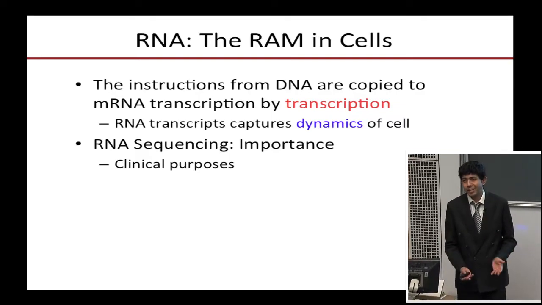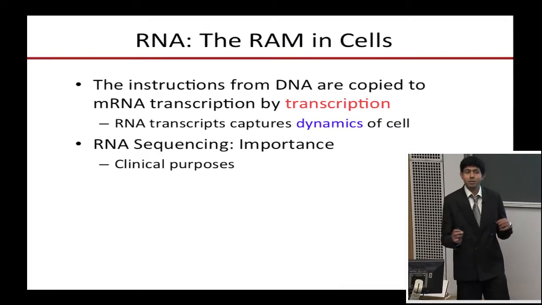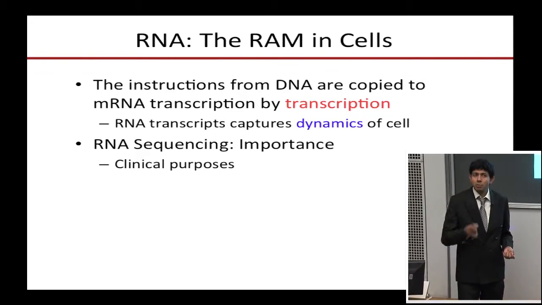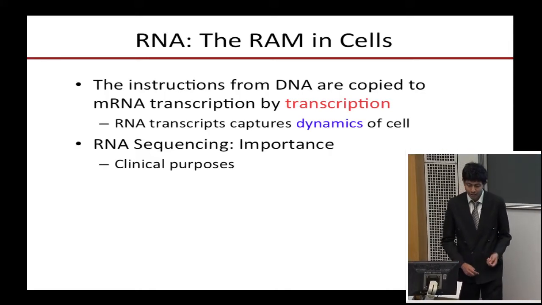For example, in clinical applications. Say you want to know why it is that a given cell is diseased as opposed to another cell which is not diseased. You look at the RNA and you will know which aspect of the DNA is not getting expressed correctly. Therefore, it's very useful in clinical applications.